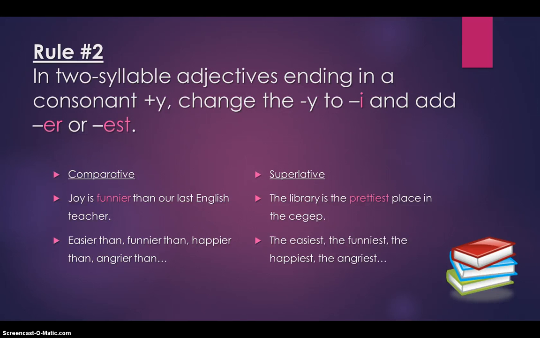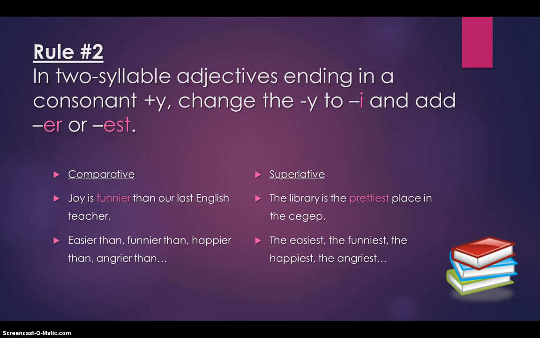For rule number 2, in two syllable adjectives ending in a consonant plus y, you have to change the y to an i and add er or est. For the comparative form, as an example, we put Joy is funnier than our last English teacher. And for the superlative form, we put the library is the prettiest place in this school.